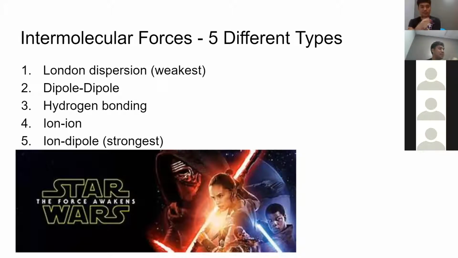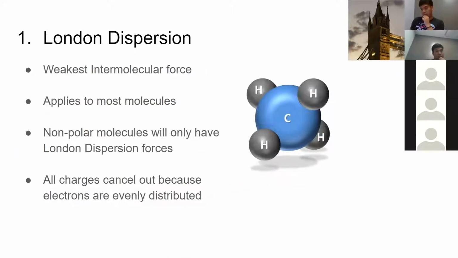But moving on. So intermolecular forces. There's 5 main types that you have to know, but in reality, you only need to know the first 4. So you need to know London dispersion, dipole-dipole, hydrogen bonding, and ion-ion. Ion-dipole is another intermolecular force, and it is stronger than ion-ion, but it's not considered part of the first 4. So I'm going to bore you all with words.